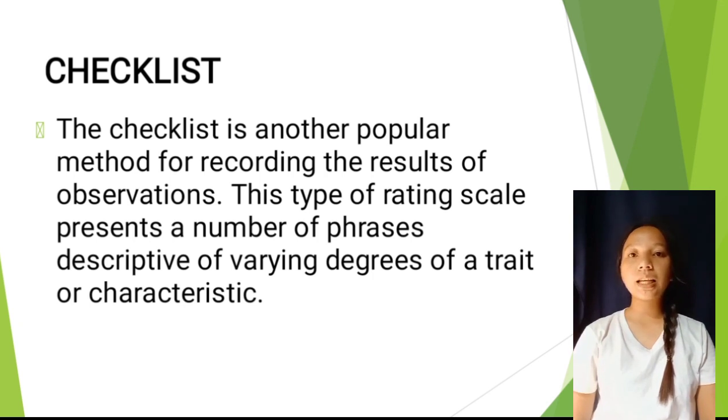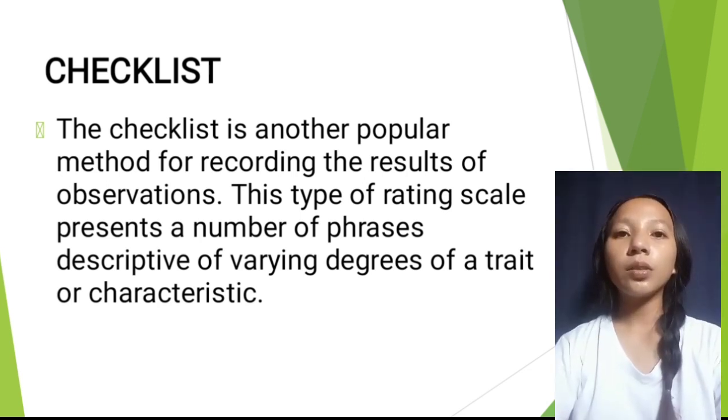Checklist. The checklist is another popular method for recording the result of observations. This type of rating scale presents a number of phrases descriptive of varying degrees of a trait or characteristic. It is sometimes called a descriptive rating scale, wherein the rater or teacher checks the phrases that describe the behavior of a student being observed. A checklist is a written list of performance criteria.